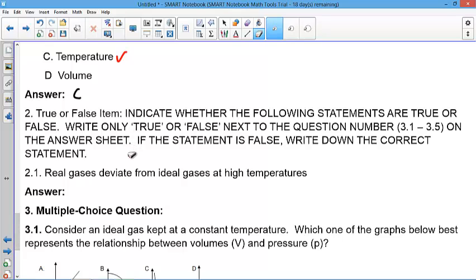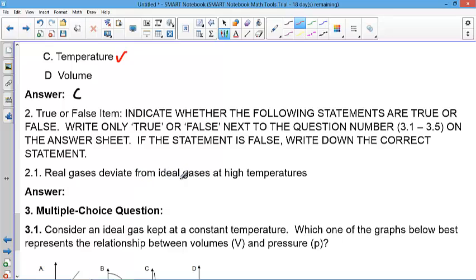Let's go to number 2. True or false item. Indicate whether the following statements are true or false. Write only true or false next to the question number on the answer sheet. If the statement is false, write down the correct statement. 2.1.